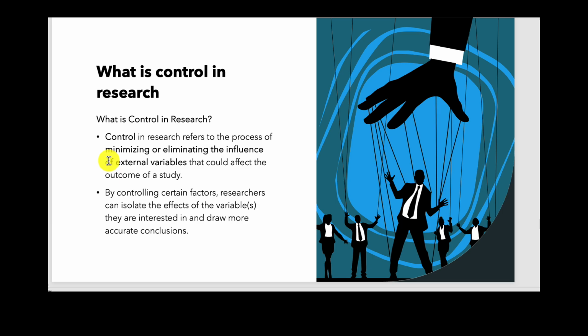Now, again, for this class, you're not really going to do any establishments of control because none of you are conducting primary research, but you need to identify where controls are placed in the research papers that you're reading. And generally, that is discussed in the methods section of the paper. So let's talk about what some of these controls could be.